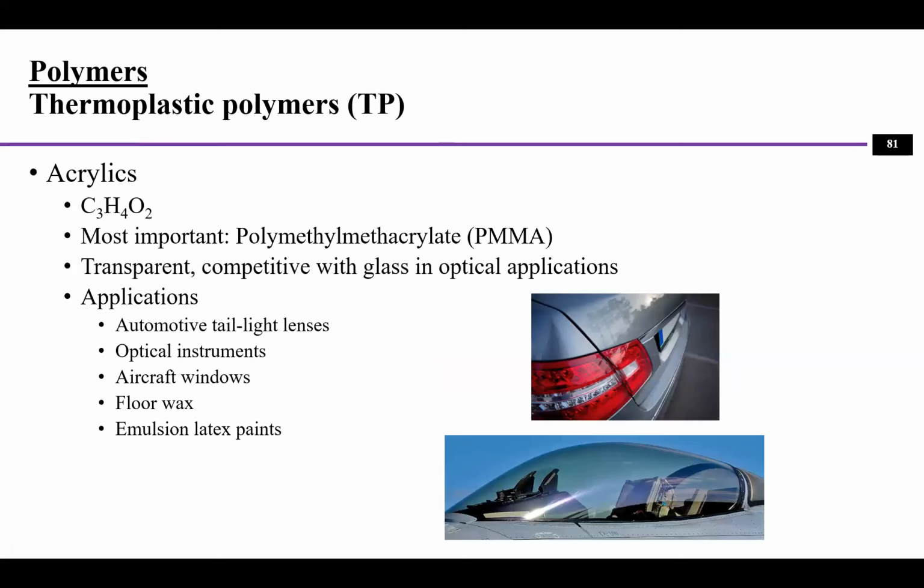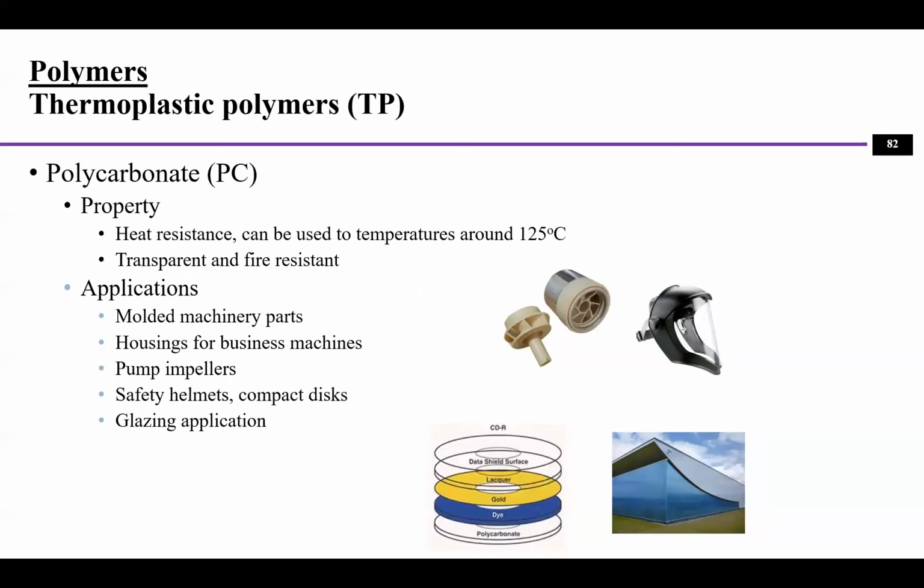And acrylics is another common thermoplastic because of its transparent property. It can be used in making windows or, in a car, car lights. And polycarbonate is a common material used for injection molding. So many industrial products can be made out of polycarbonate.